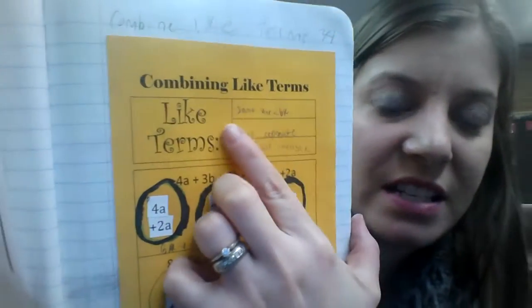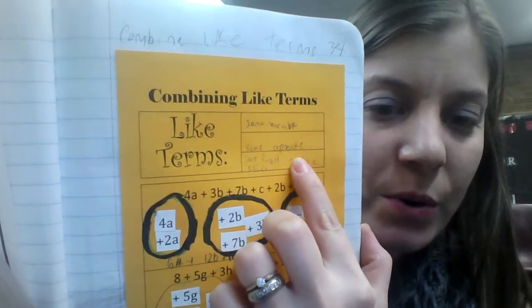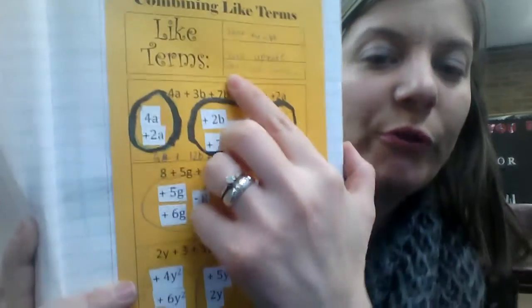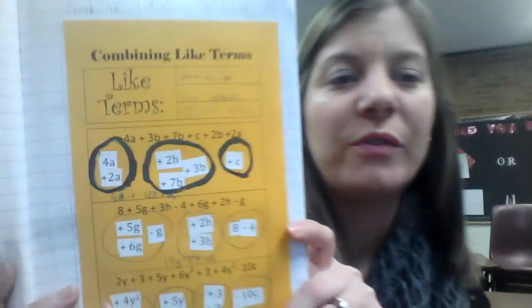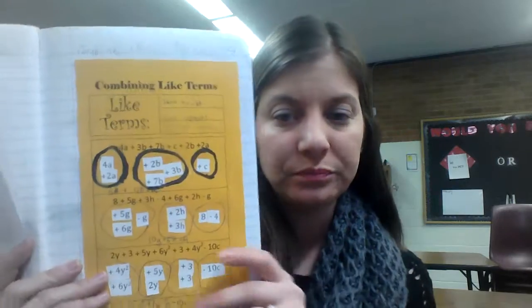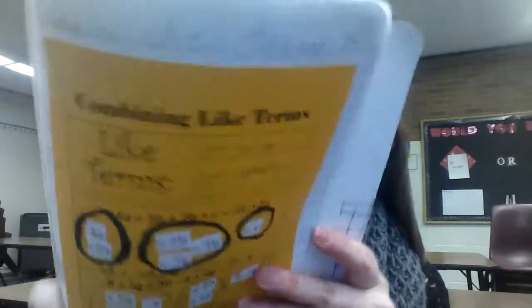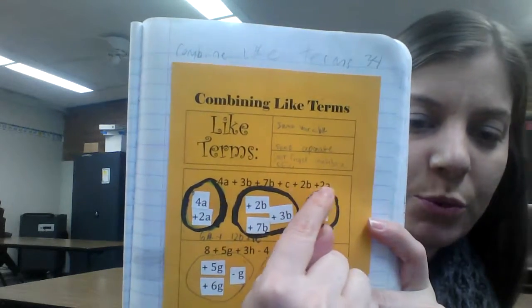So it says right here in my notes, like terms have to have the same variable, the same exponent, and it says don't forget about the coefficients, the invisible coefficients. Remember we reviewed yesterday that every variable has a coefficient, and if it's not there, it's an invisible one. Now, if I look at the examples here, I see my big, long expression.